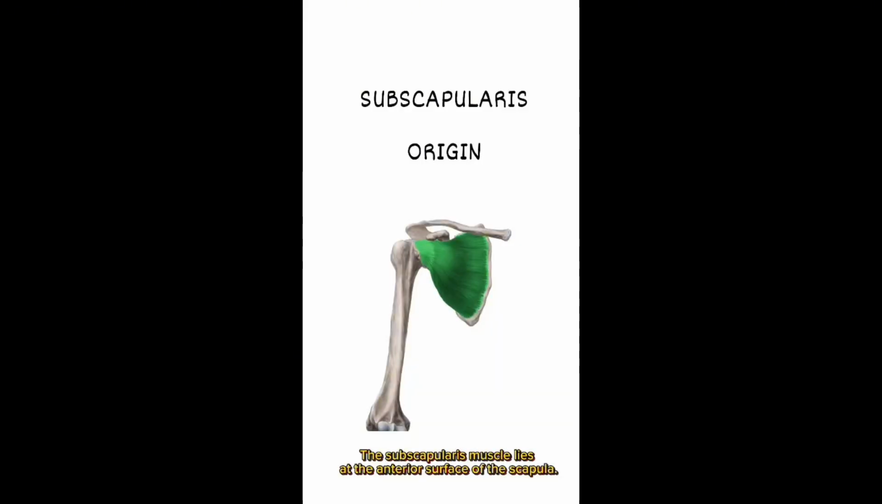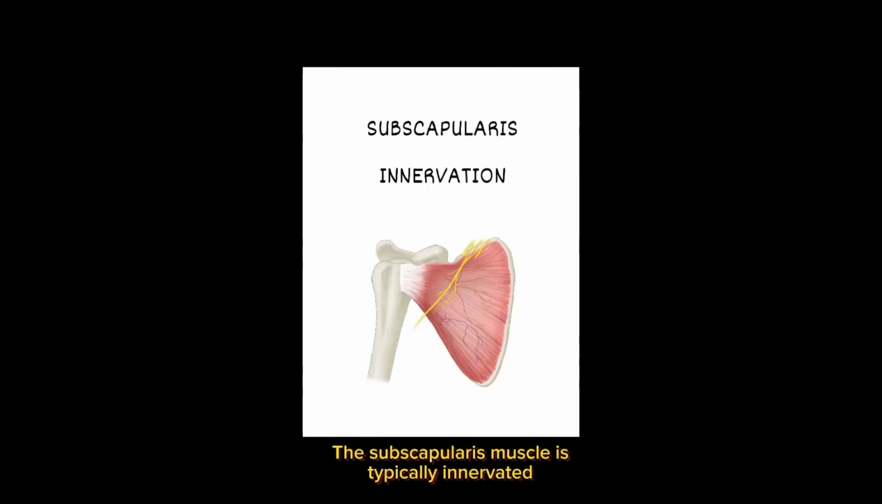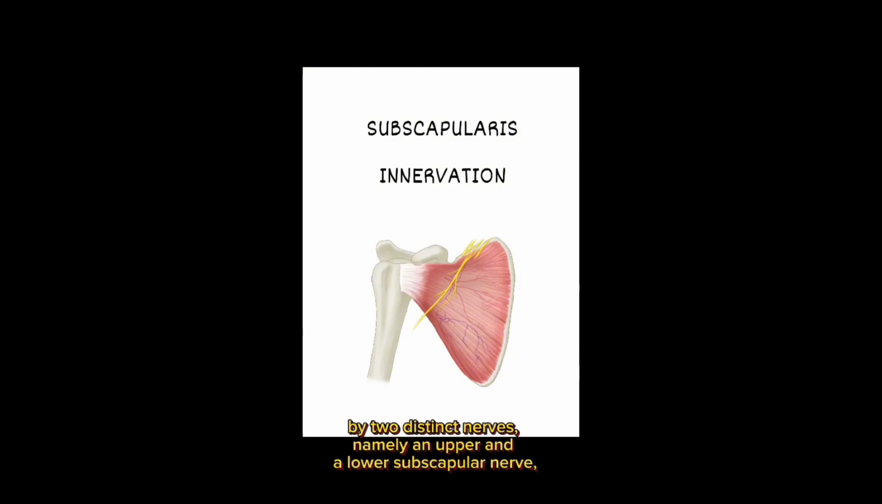The subscapularis muscle lies at the anterior surface of the scapula. It originates at the subscapular fossa, specifically the medial and lower two-thirds of the groove on the lateral border. The muscle transitions to a tendon which inserts on the lesser tubercle of the humerus in front of the joint capsule. The subscapularis muscle is typically innervated by two distinct nerves, namely an upper and a lower subscapular nerve, both originating from the brachial plexus.